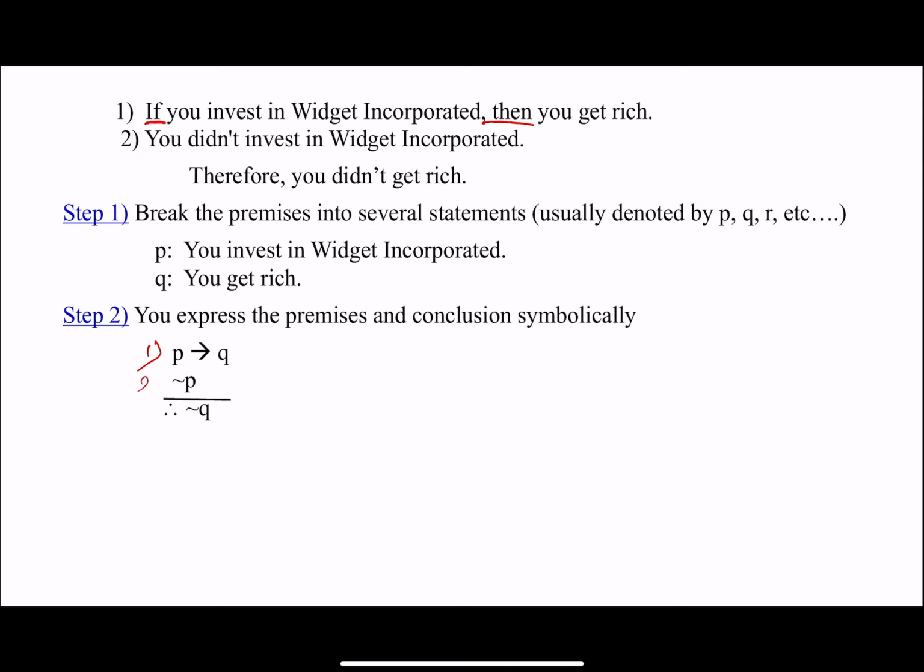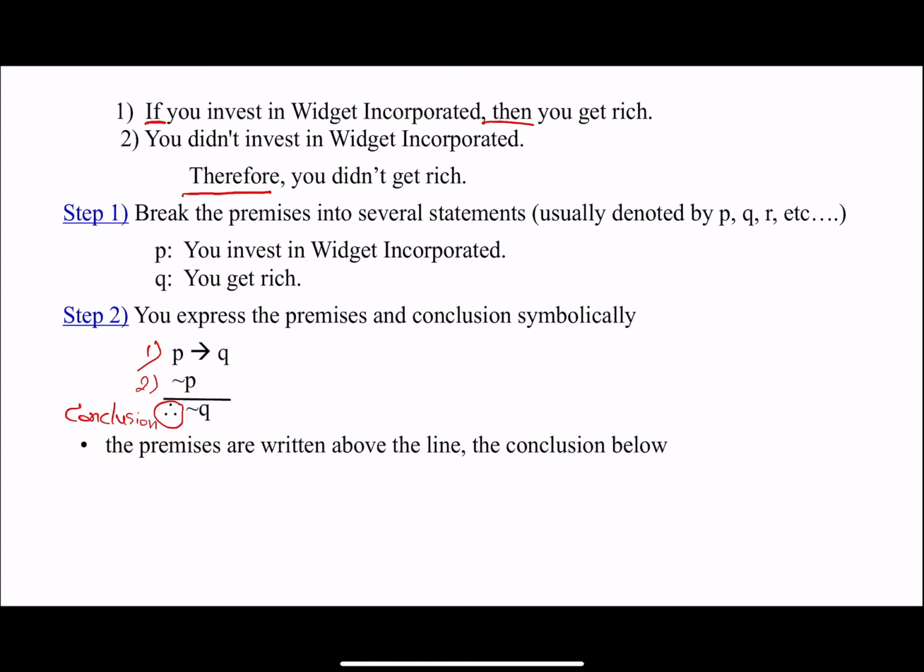Look at line 2. You did not invest in Widget Incorporated. You invest in Widget Incorporated is P. You didn't invest in Widget Incorporated is not P. So that's line 2. Therefore, guys, when we have therefore, it means now you have your conclusion. Here is the sign for conclusion. Whenever you see therefore, it means we have the conclusion. Therefore, you didn't get rich. You get rich is Q. You didn't get rich is not Q, the negation. So that's step 2. I changed the whole argument into symbols.